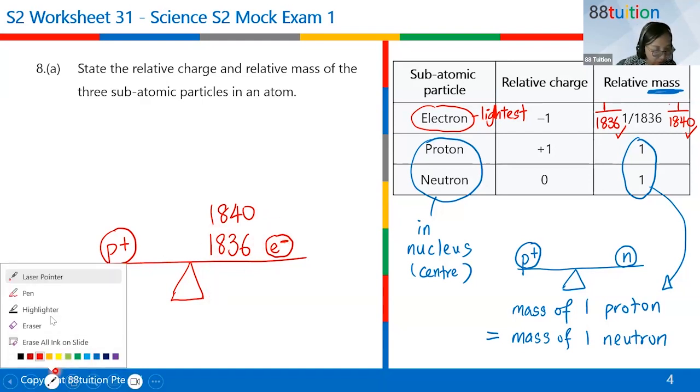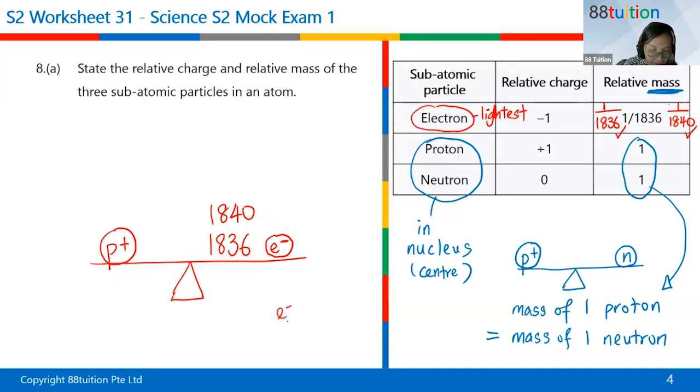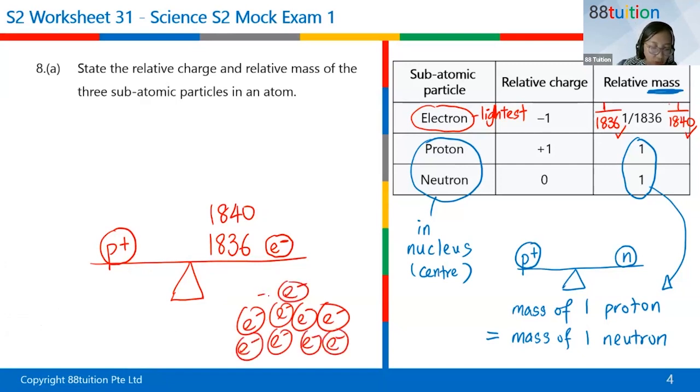Imagine if I were to draw it out, I would draw a lot of E minus. I'm not going to draw 1,800 electrons, but you get the picture. I would have to draw many, many electrons just to balance 1 proton. This is just one proton, and over here you have 1836 electrons.